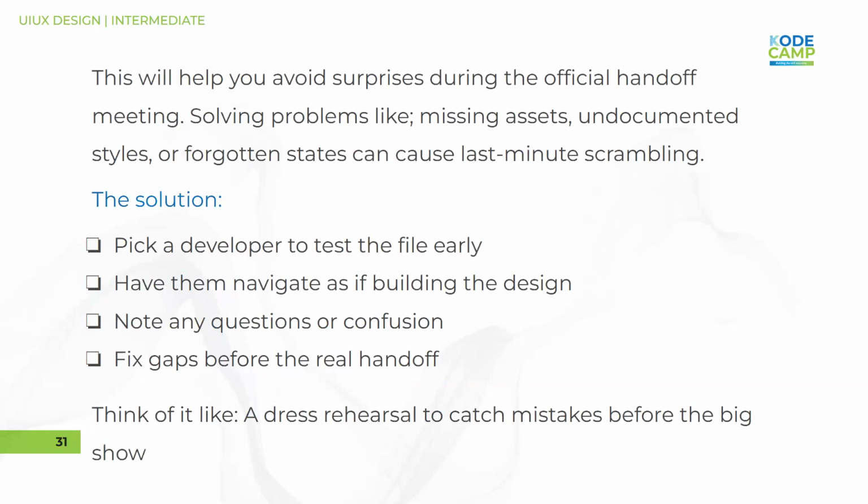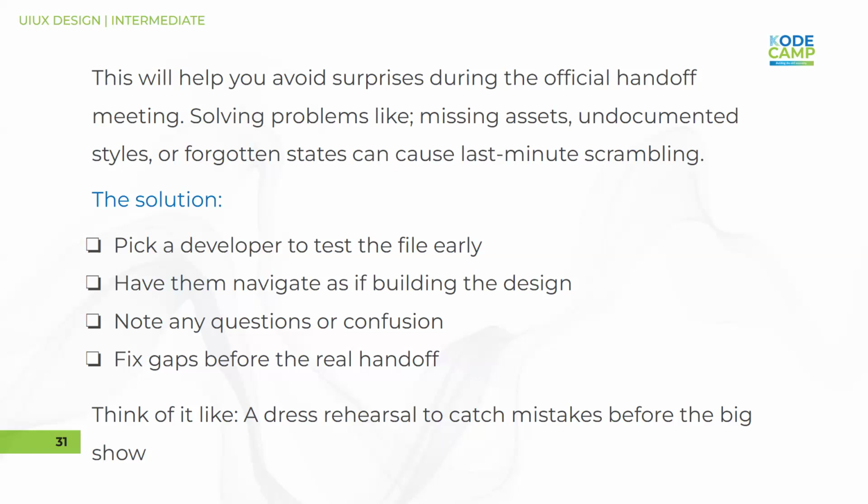Do a dry run before the big day. Before you reach out to your developer, do a dry test first. This is going to help you avoid surprises during the official handoff meeting, like missing assets, undocumented styles, or forgotten states that can lead to last-minute scrambling. So what is the solution? How do we test this handoff? How do we do the dry run?